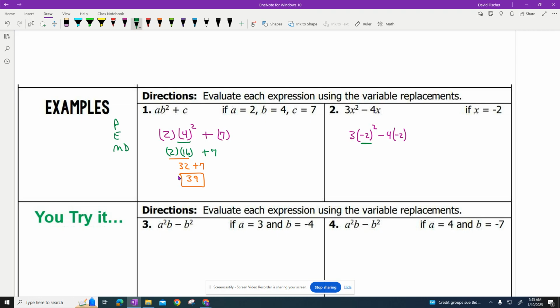On a lot of calculators, if you don't put parentheses around negative 2 squared, it'll say it's negative 4. It's not negative 4, because I know negative 2 times negative 2, and a negative times a negative is positive, has to be a positive 4. Your calculator is going to give you the wrong answer.